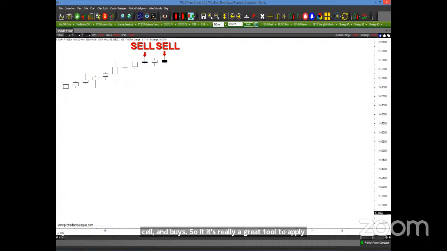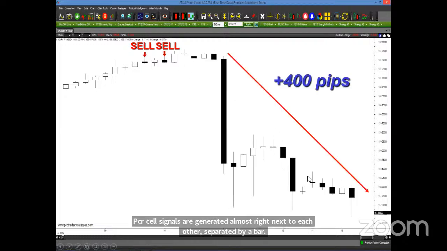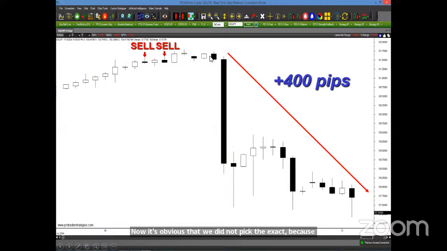Here's another currency pair. Now, this was an example in the dollar-yen, a 4-hour chart. As we see here, the market had been bouncing on a 4-hour time frame. Two PTR sell signals were generated, almost right next to each other, separated by a bar. And look what happened in the next day. The currency pair fell 400 pips. Now, it's obvious that we did not pick the exact high because for the next 1, 2, 3, 4, 5 days, it was a little bit higher.